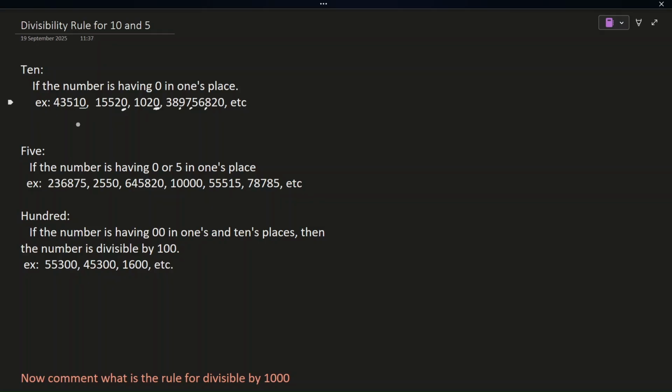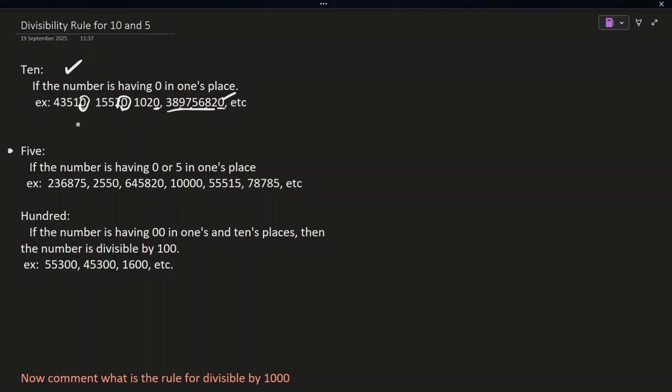If you see 0 in the ones place, that's it, that number is divisible by 10. Easily we can find out. You have to see whether the ones place is 0 or not. You just check that one. Forget about all other digits, however big the number, no problem at all. If you see a 0 in the ones place, that means it is divisible by 10.